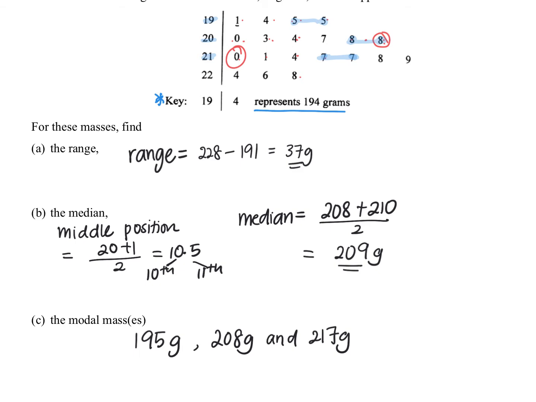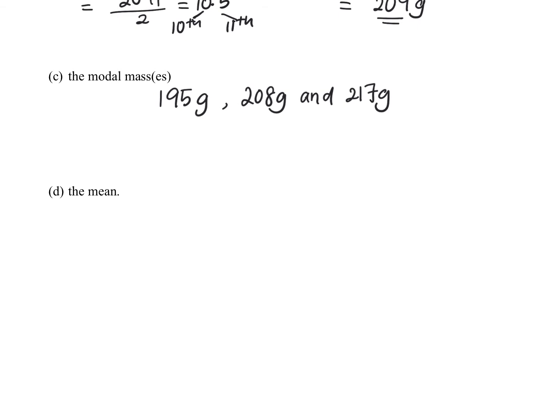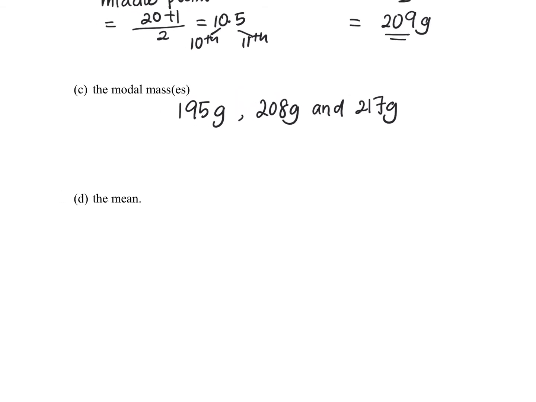Next part, we're going to calculate the mean. What do we mean by mean? The mean of a data set is the average, where you take the sum of all the data values. That means you add up all the data values multiplied by their frequency, and divide by the total number of data values, the total frequency.